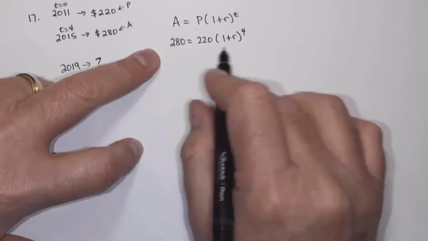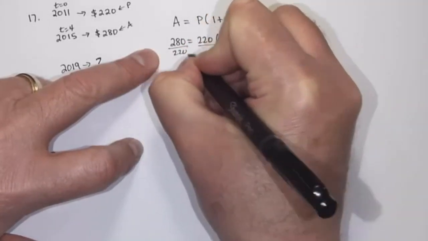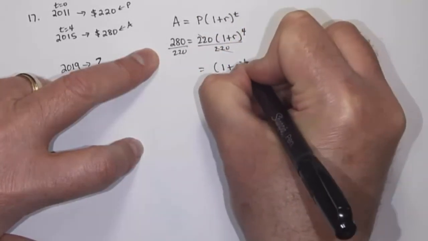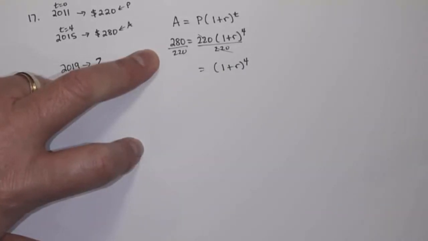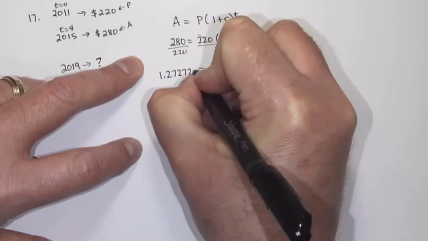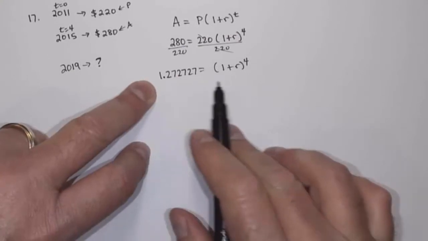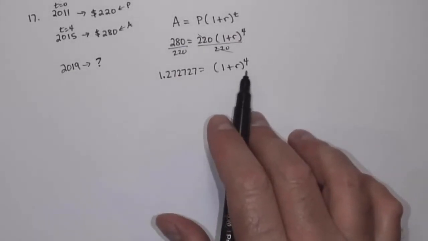Okay? So to solve this, to get the growth rate, I'm going to start by dividing both sides by 220. So on the right-hand side, I'm going to have 1 plus r raised to the 4th power. And if I take 280 divided by 220, that is 1.272727 if I round to 6 places. Okay? Really, the 2 sevens just keep repeating. Okay? So I need to solve for r.